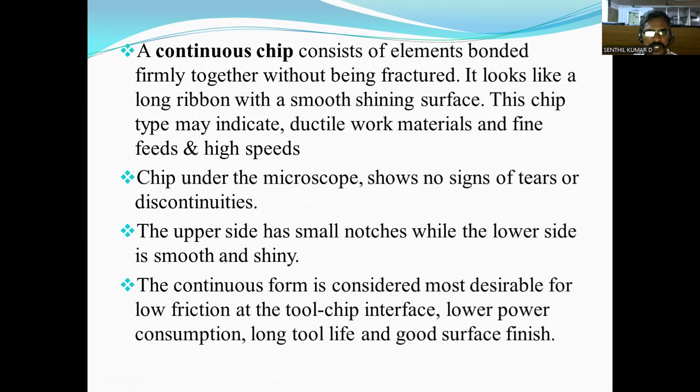A continuous chip consists of elements bonded firmly together without being fractured. It looks like a long ribbon with smooth shining surface. This chip may be produced indicating ductile work materials and fine feeds and high speeds. Chip under the microscope shows no signs of tears or discontinuities. The upper side has small notches while the lower side is smooth and shiny. The continuous form is considered most desirable for low friction at the tool chip interface, low power consumption, long tool life, and good surface finish.